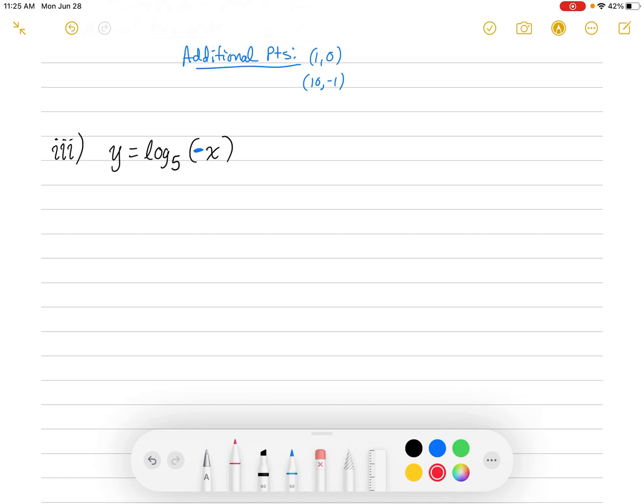Now this itself is not a parent function. It's not an ordinary logarithmic function. It's going to be a reflection about the y-axis because of that negative that's inside of the argument. But before we do anything, let's find the domain here.